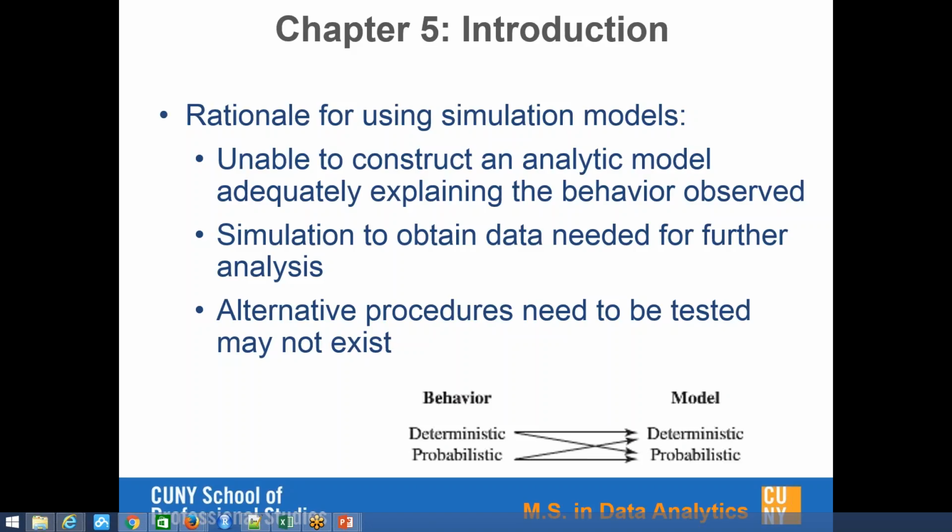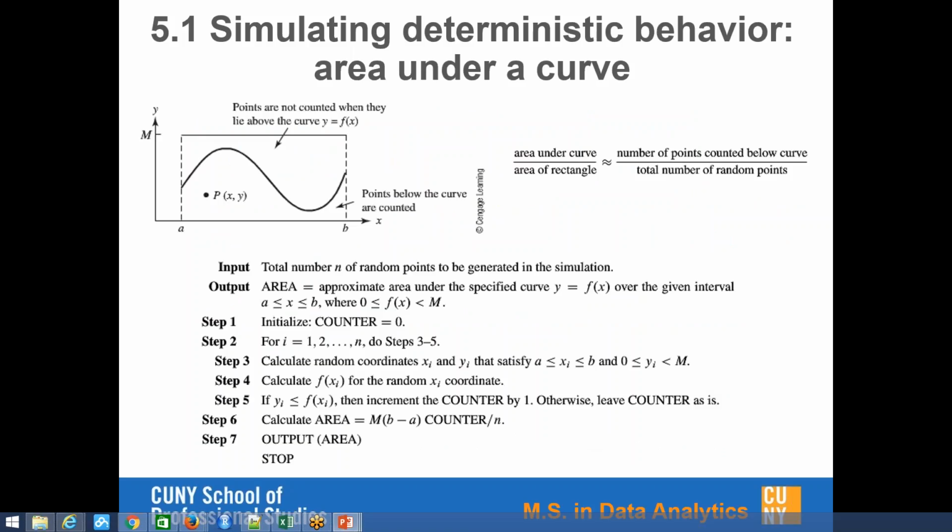And then here it says behavior versus model. The behavior could be deterministic or probabilistic, and the model can be deterministic or probabilistic as well. Let's take a look at this example, simulating deterministic behavior: area under a curve. On the right-hand side, you can see that the area under the curve divided by the area of the square can be approximated as the number of points counted below the curve divided by the total number of random points.